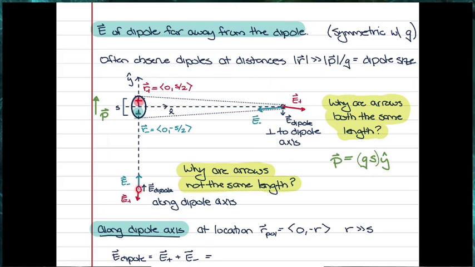Then, at this point here, the negative charge creates an electric field that points towards it, and the positive charge creates an electric field that points away from it. But these arrows are not the same length, such that when you add them together, there's a little bit of a net electric field that points upward. So far from the dipole, and it's the same if it's above as well, the net electric field points parallel to the dipole moment. Right? This points up, this points up.